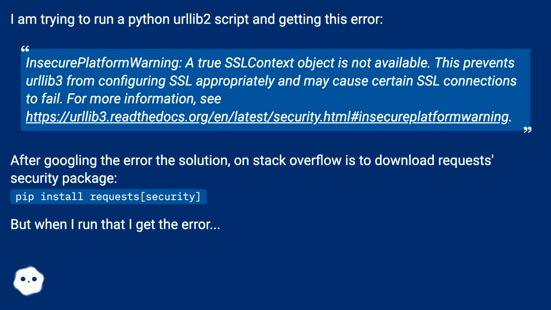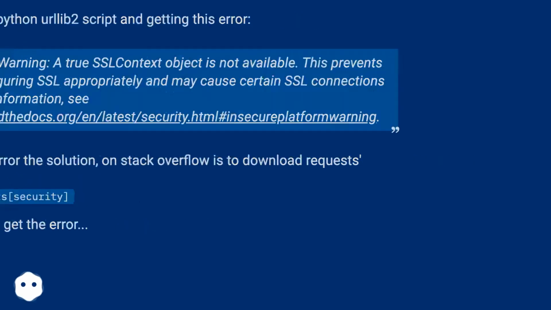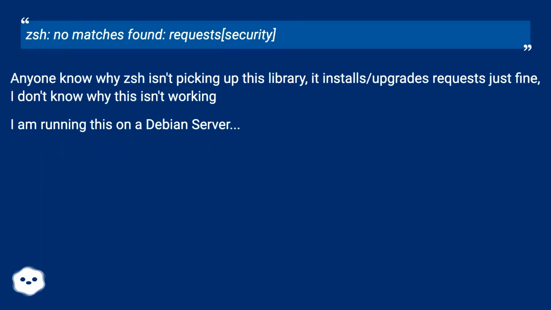pip install requests[security]. But when I run that, I get the error: zsh: no matches found: requests[security]. Anyone know why zsh isn't picking up this library? It installs and upgrades requests just fine. I don't know why this isn't working. I am running this on a Debian server.